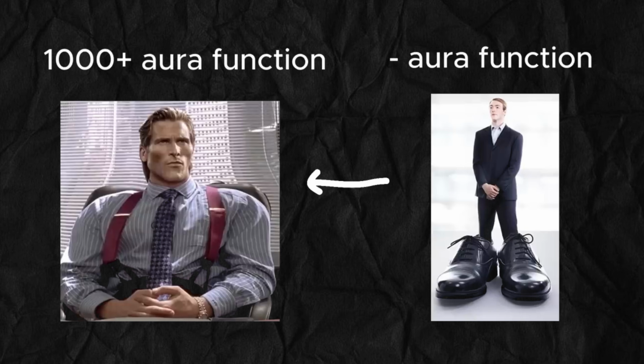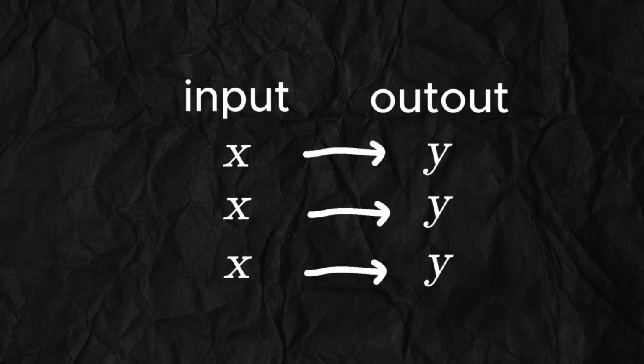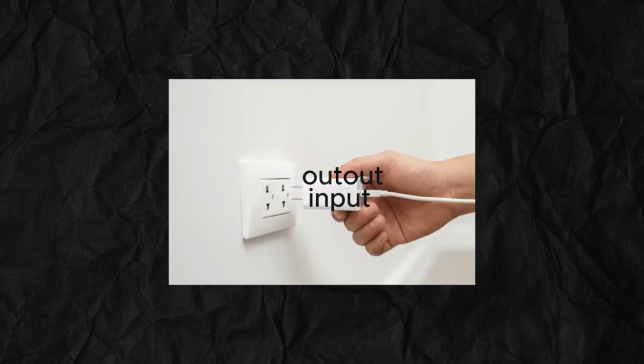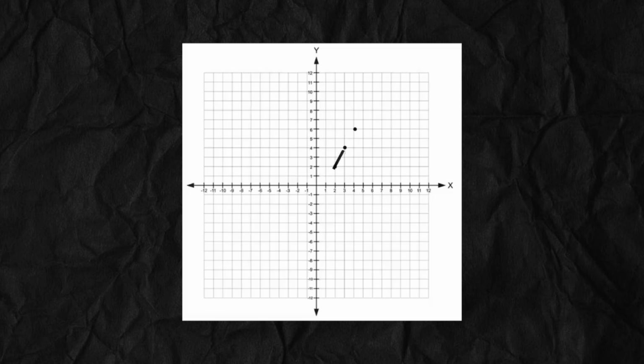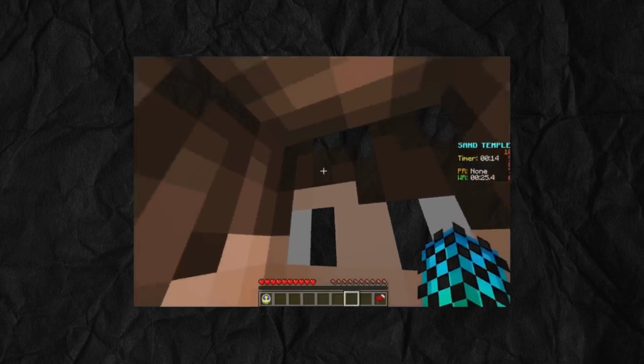To join the special club of functions, their inputs and outputs need to either have a one-to-one relationship or a many-to-one relationship. If we then plug all the input values and output values into a graph and then connect all the values with a line, we will then get a longer line. This line can tell us multiple things, like for example, this kid's heart rate when he realizes someone threw his diamond sword into lava.